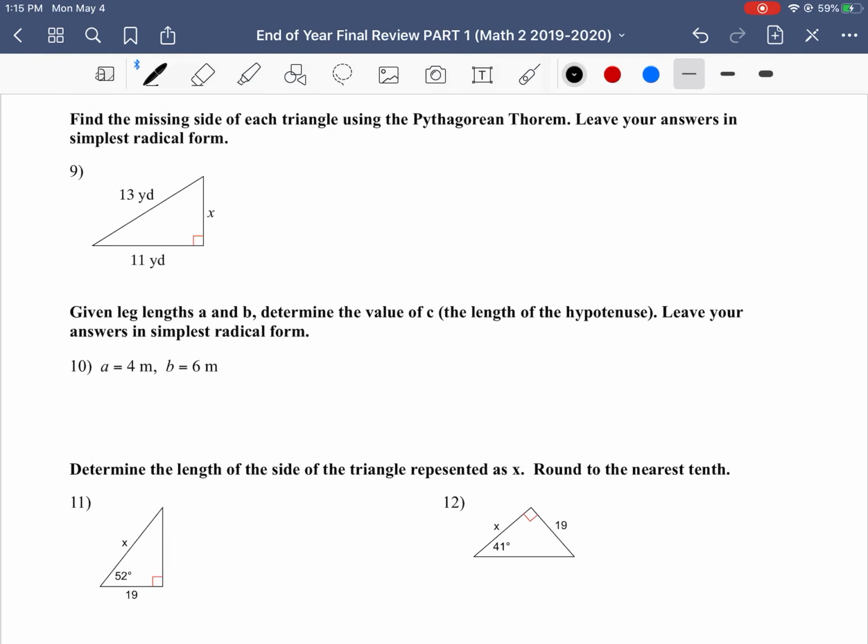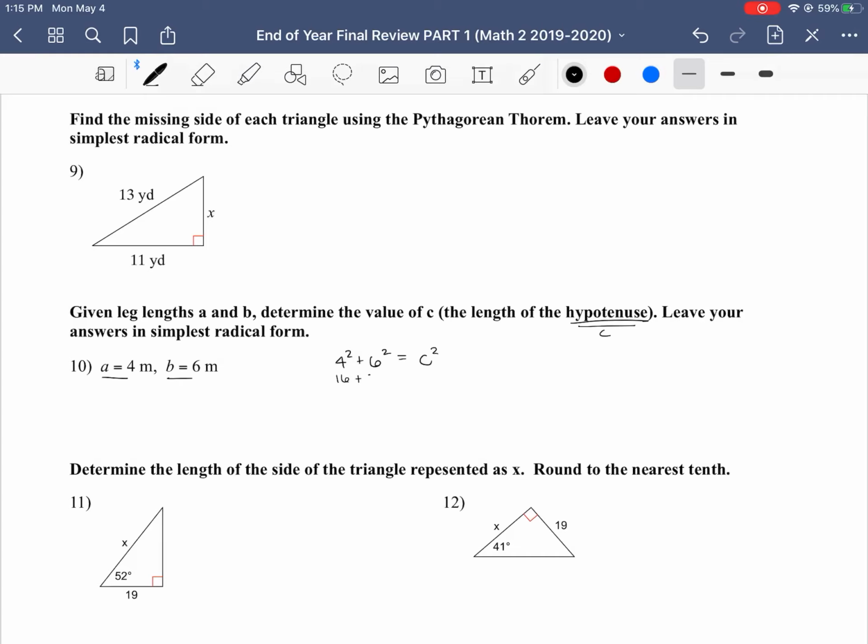Number 9, you're just using the Pythagorean theorem, so just make sure that we're comfortable with practicing through that. Number 10 as well, so I'm going to work through number 10, but again, same idea. Just make sure it's always leg squared plus leg squared equals hypotenuse squared. This one wants us to find the hypotenuse, which they're calling little c. So we're given the two leg lengths here, so we're going to say 4 squared plus 6 squared is equal to the unknown c squared.